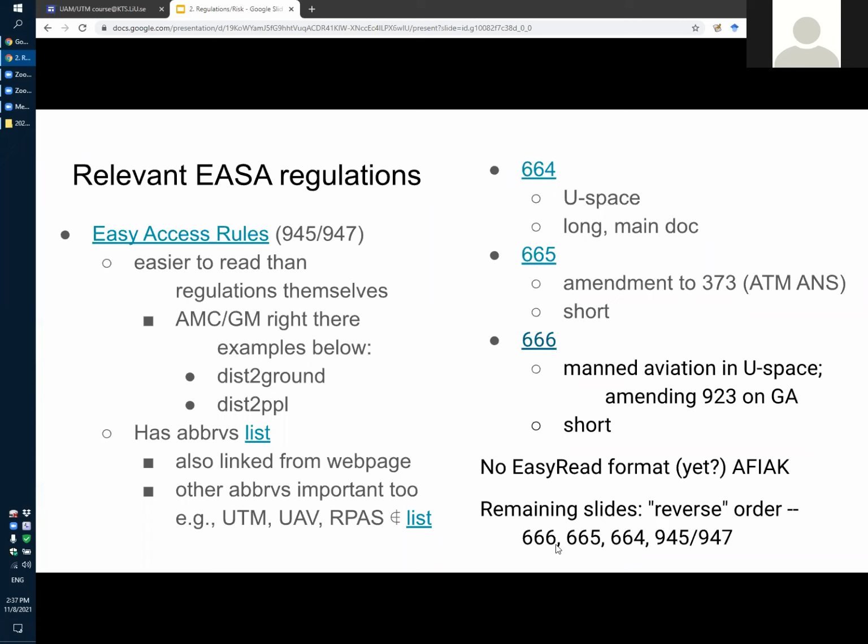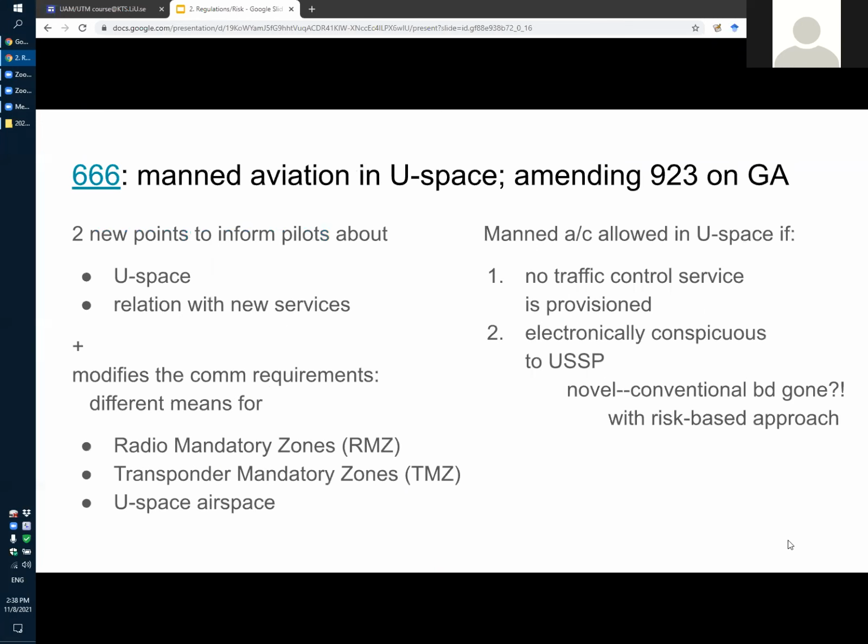Okay, so yes, these are the regulations, and for the remaining slides we go in reverse order, starting from the simplest one, 666, 665, and then U-Space and the services, and then go into 945 and 947, and then I will ask you to watch a separate video for SORA, which is part of 947. Okay, so 666, 665, let's get them out of the way.